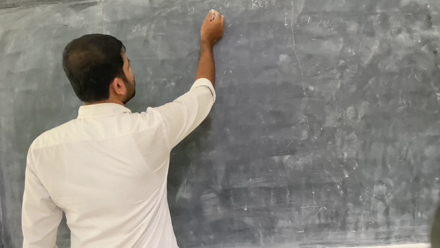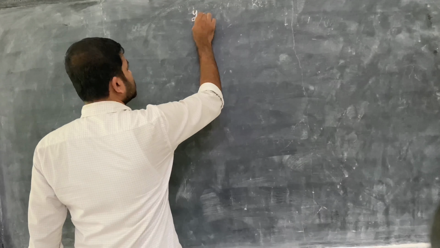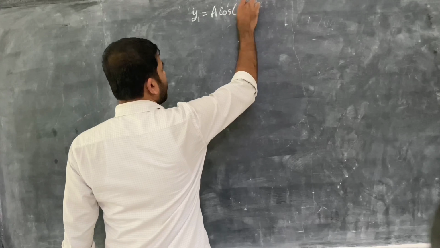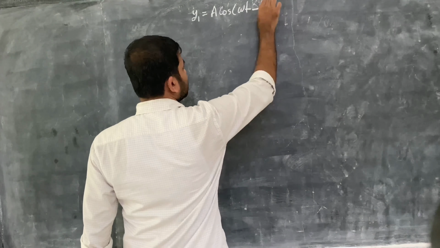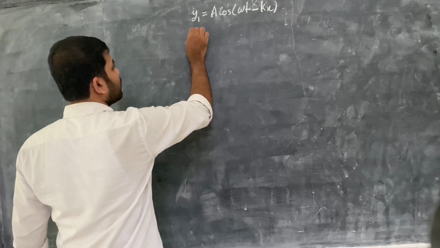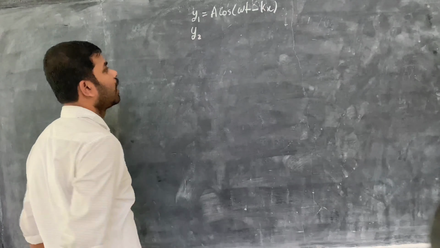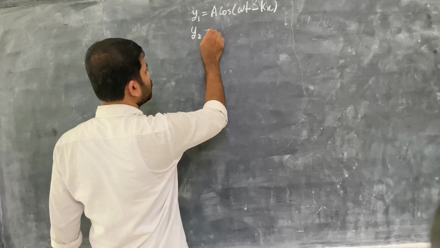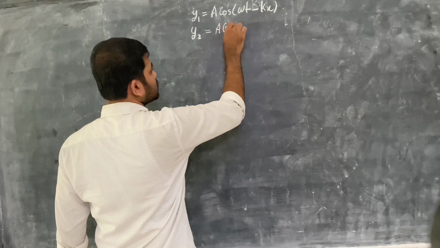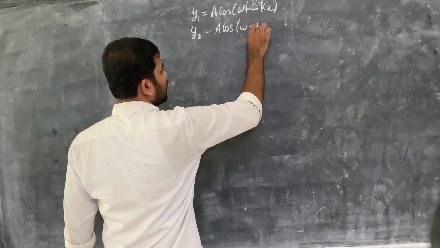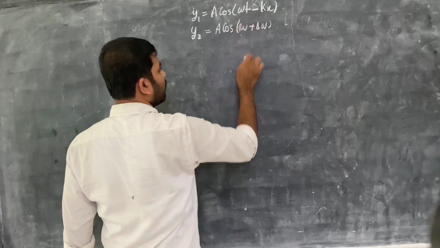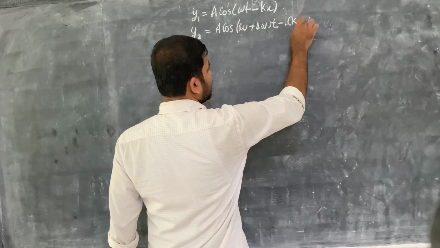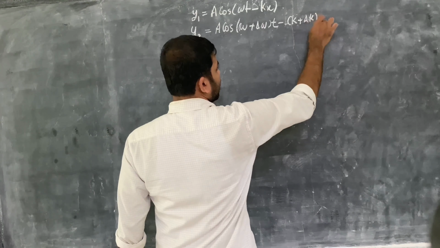For that I am considering two harmonic waves. One is y1, so y1 is equal to a cos(ωt − kx), and the second wave has a different angular frequency and propagation constant. That is represented by y2, so y2 is equal to a cos[(ω + Δω)t − (k + Δk)x].